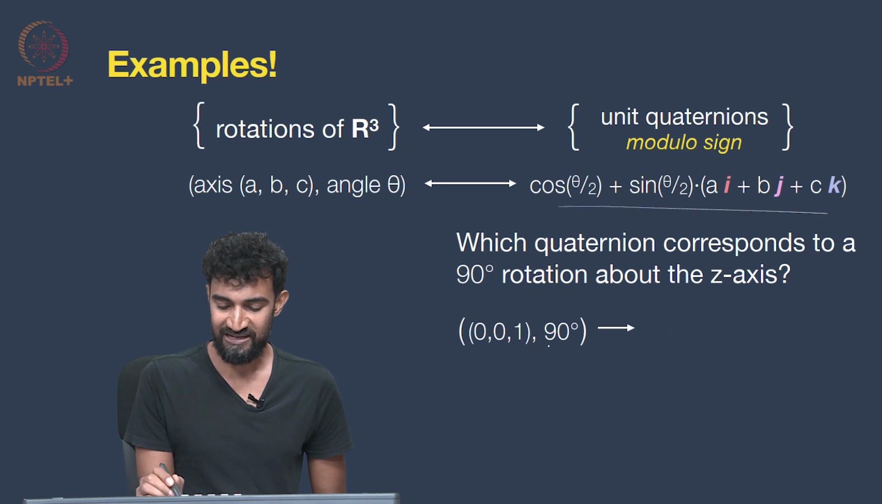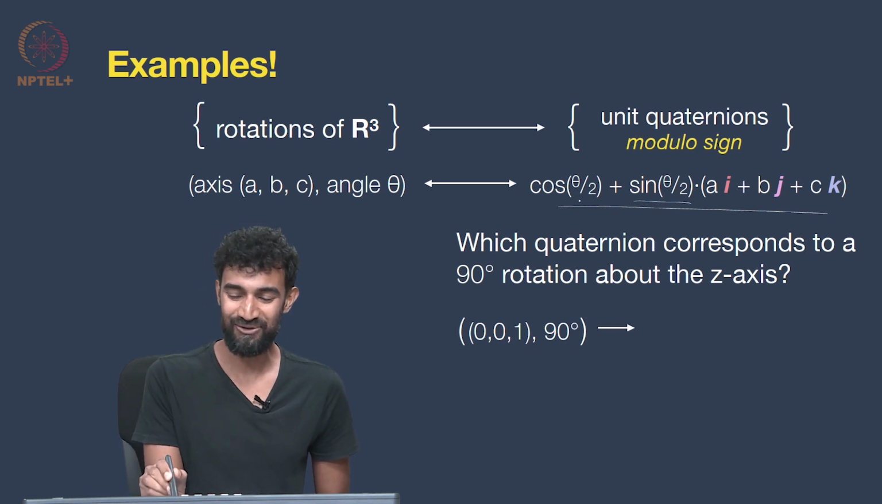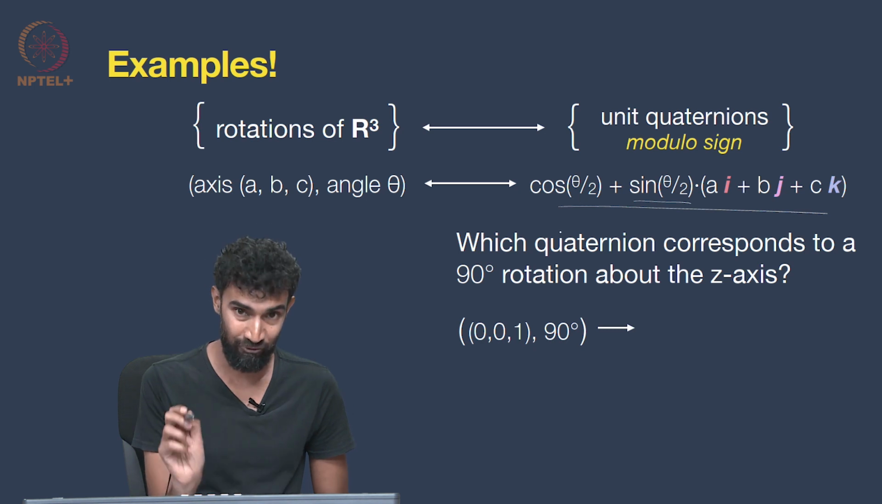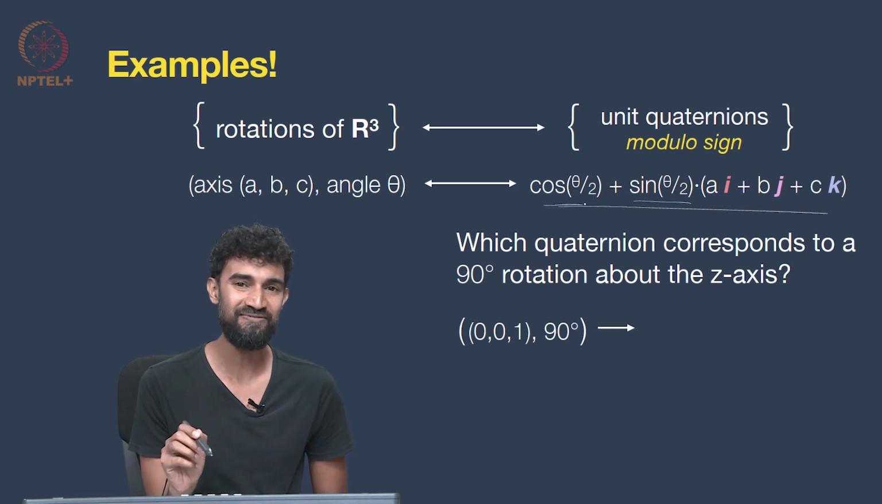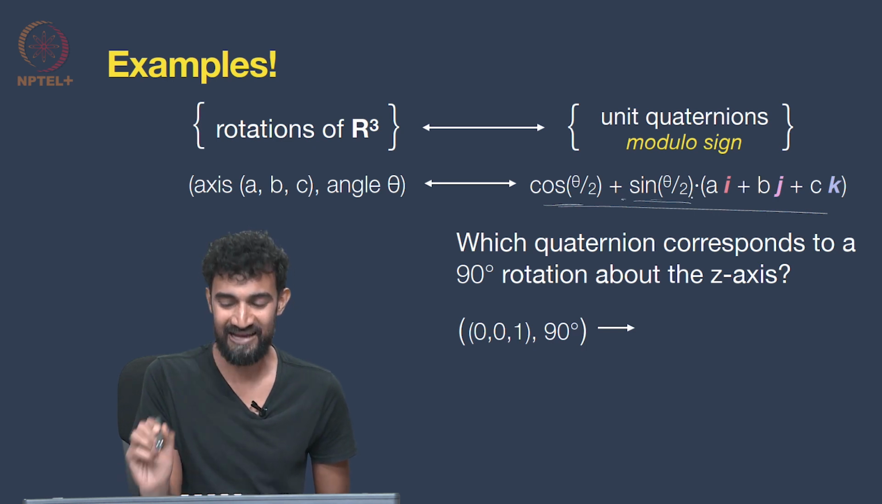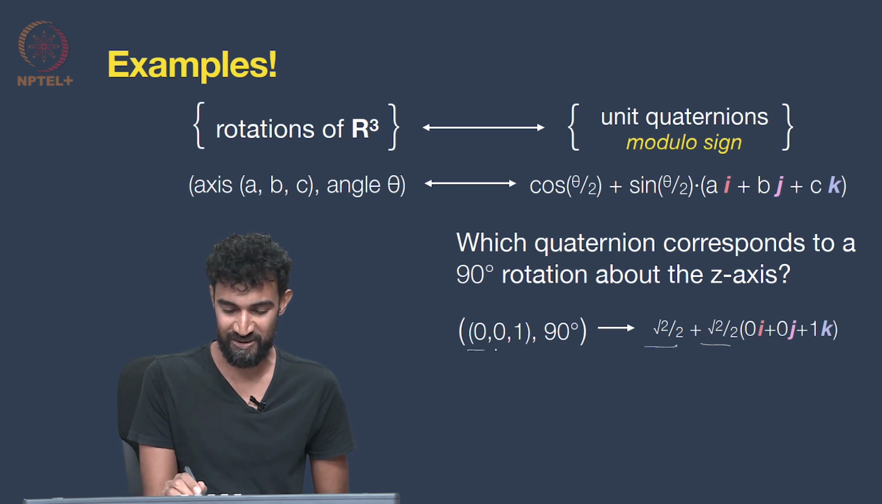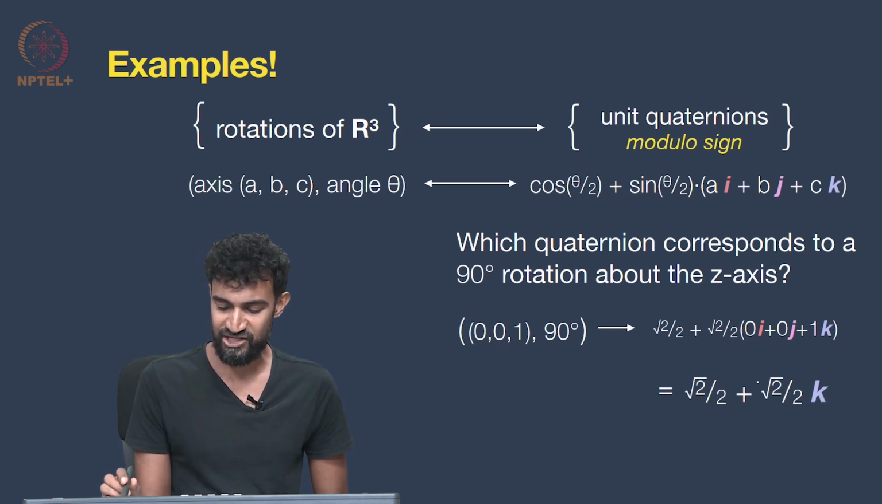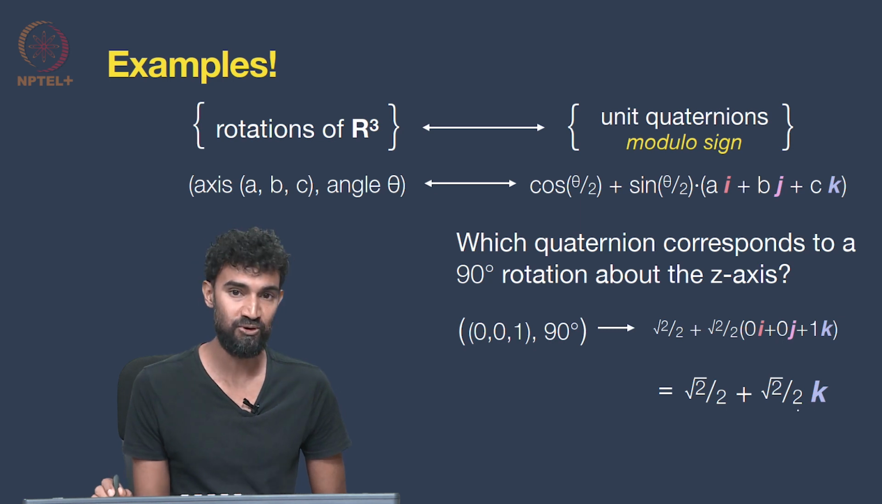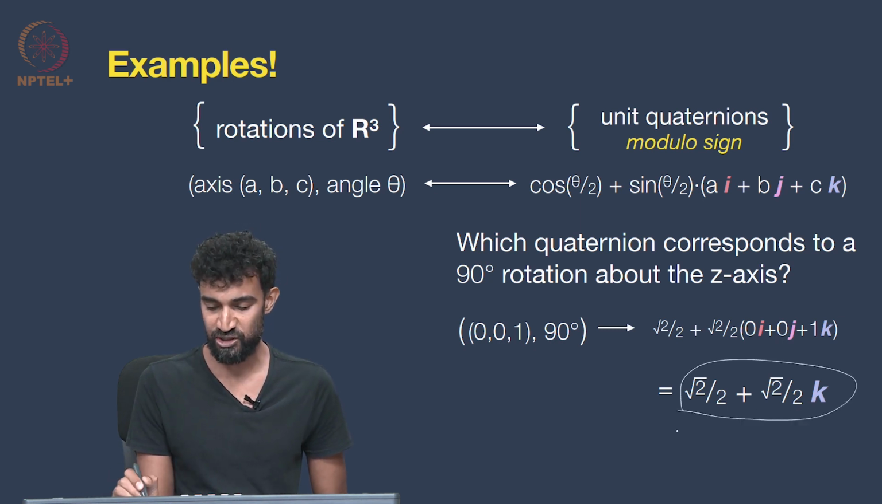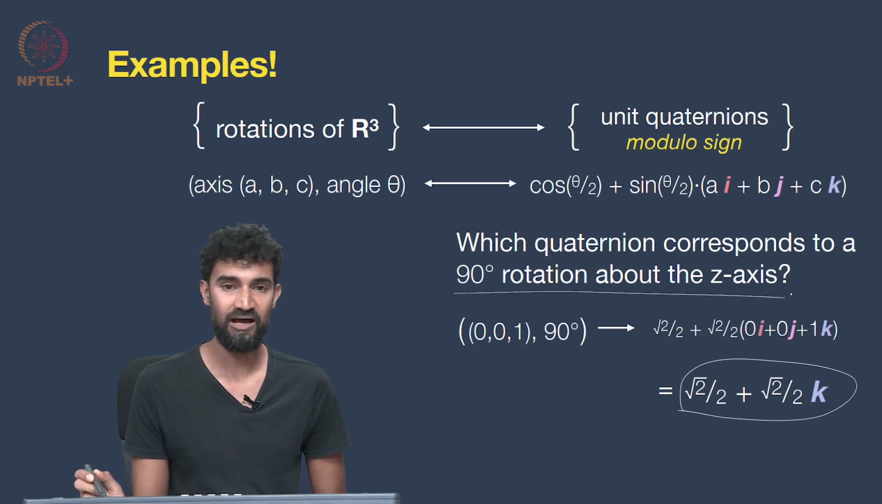Well, cosine of 90 degrees is root 2 over 2. Sine of 90 degrees is also root 2. Sorry, cosine of 90 degrees is not root 2 over 2, but I'm not looking at 90. I'm looking at 90 over 2. I'm looking at 45 degrees. So cosine of 45 degrees is root 2 over 2. Sine of 45 degrees is root 2 over 2. So I get root 2 over 2 plus root 2 over 2 times 0i plus 0j plus 1k, because that was my vector here. So that's just equal to root 2 over 2 plus root 2 over 2 times k. So this is my quaternion that corresponds to a 90-degree rotation about the z-axis.